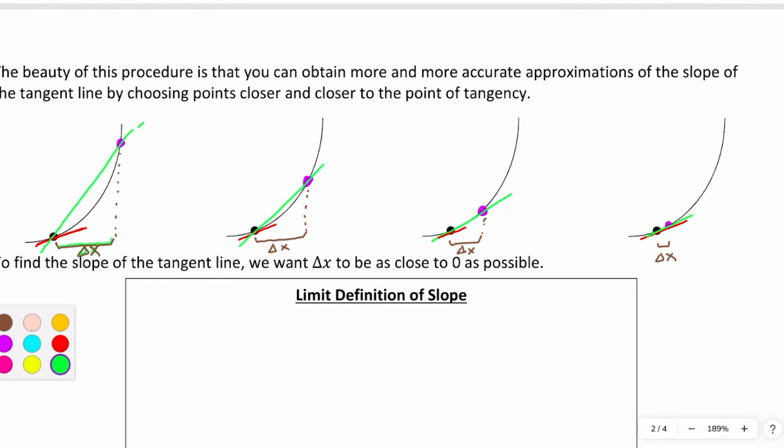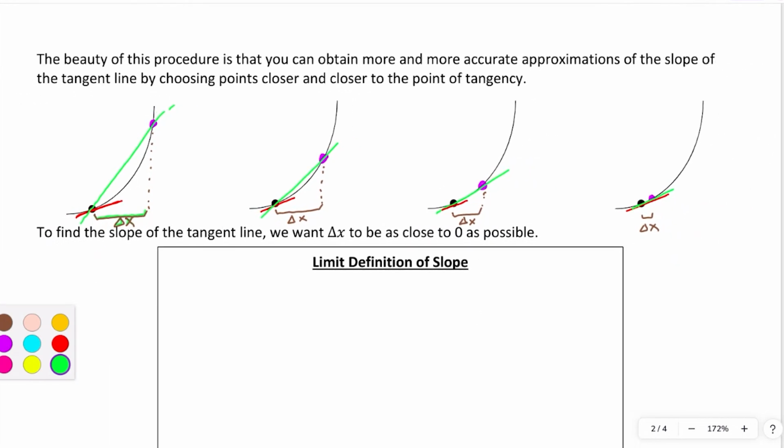And this is where limits come in, because limits allow us to talk about the infinitesimal. What we really want is for delta x to not be 0, but be as close to 0 as it can possibly be. In other words, we want to create a limit where delta x is approaching 0. So let's go ahead and rewrite that slope formula, but with the idea that, hey, that delta x, we don't want it to be big, we want it to be small.